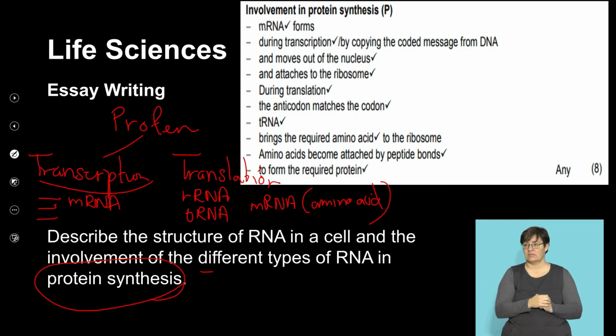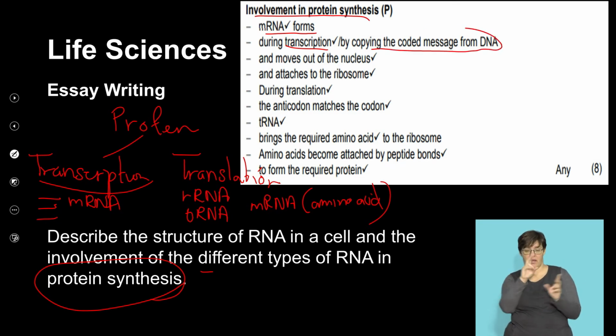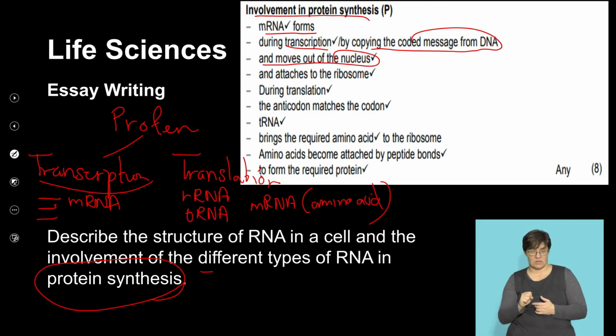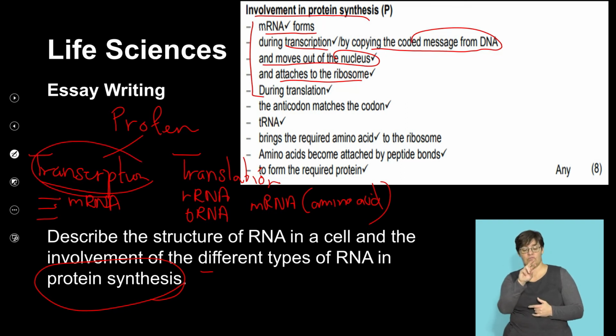Let's try and unpack possibly how the involvement of these RNAs take place in protein synthesis. We recollect that mRNA forms during transcription. We know that this process is called coding the message from DNA. We describe that the mRNA is produced in the nucleus. It then leaves the nucleus through the nuclear pores, and then it moves out to the ribosome. And that process that we've just described is called transcription.